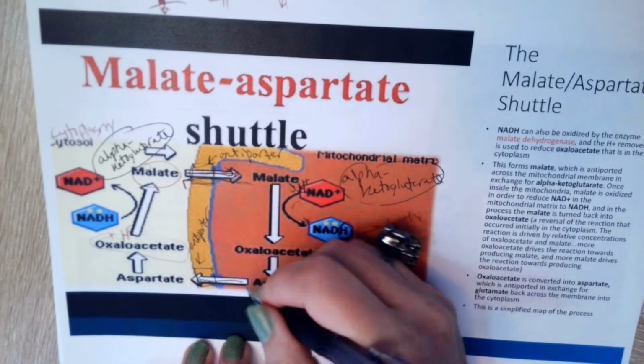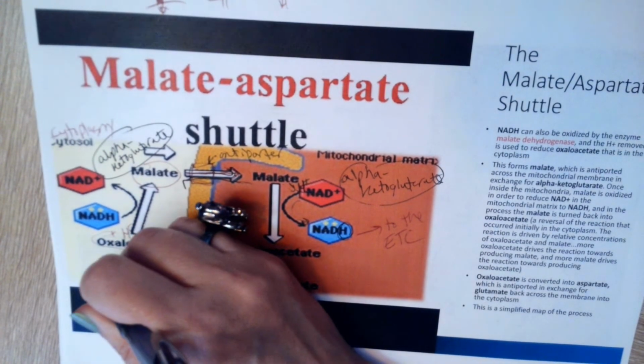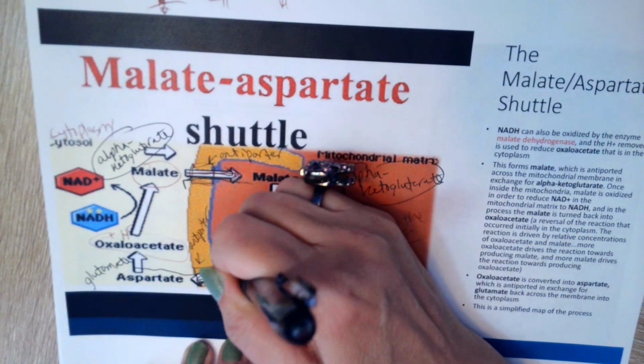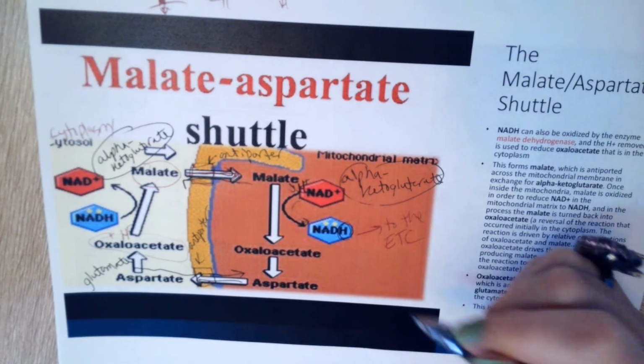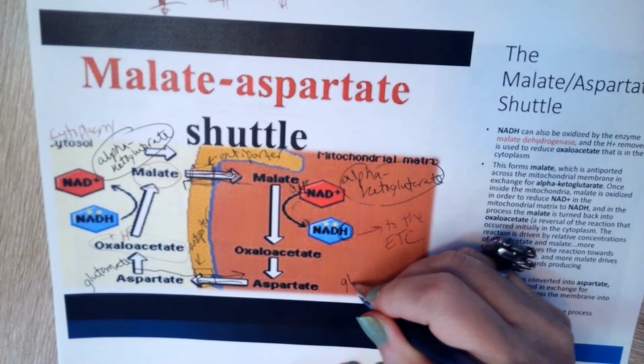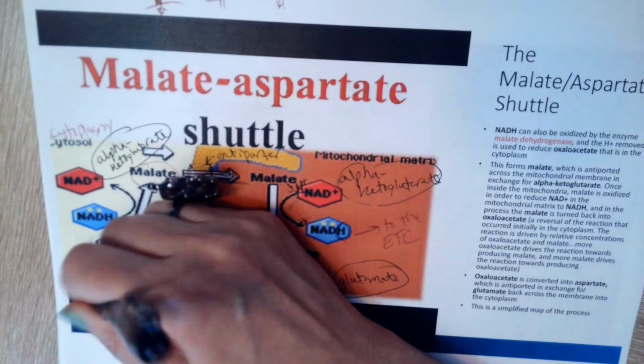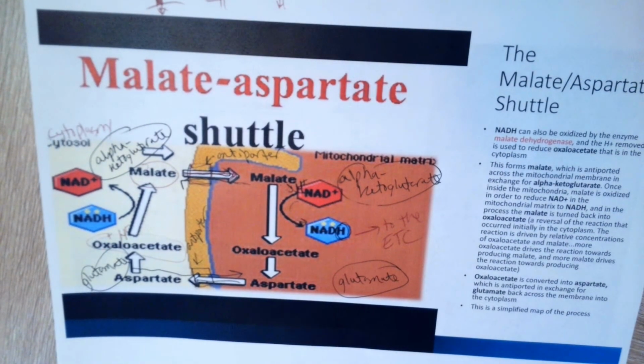But now we are trading the aspartate for a molecule called glutamate. So glutamate goes into the mitochondria while aspartate goes out. So now we have glutamate inside the mitochondria where it used to be outside the mitochondria.